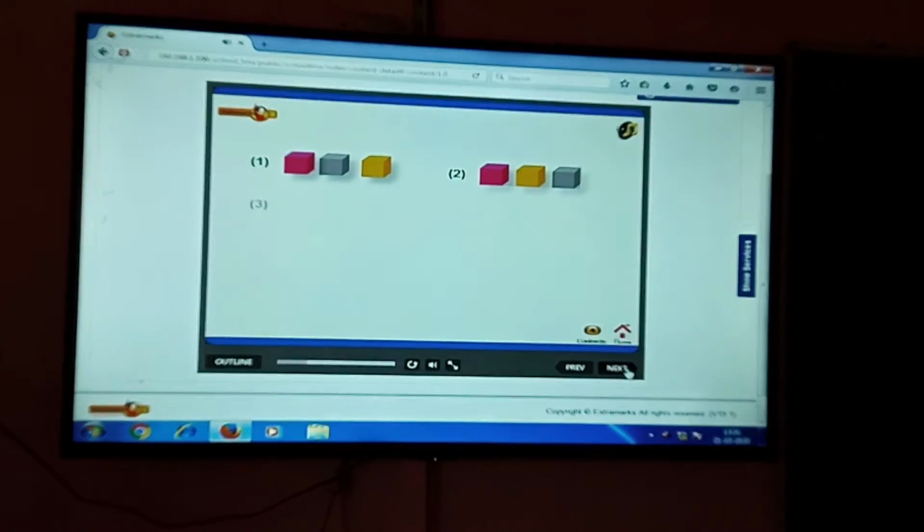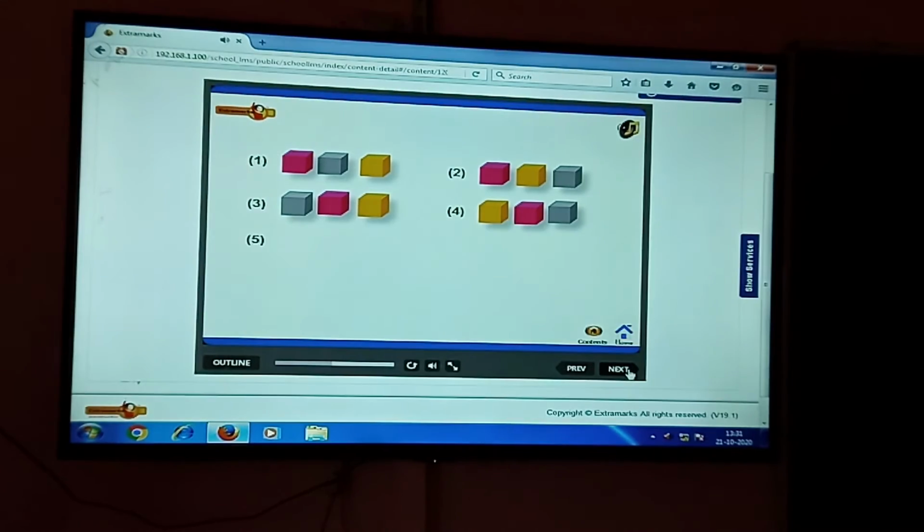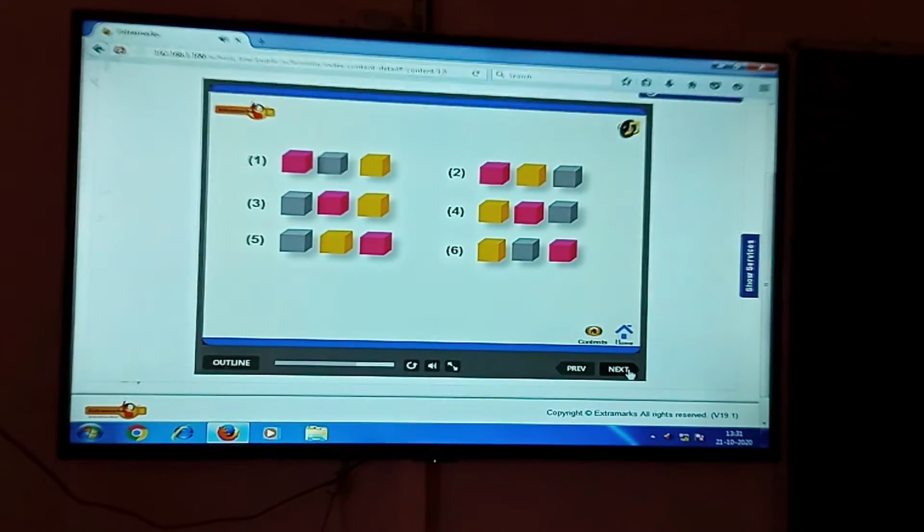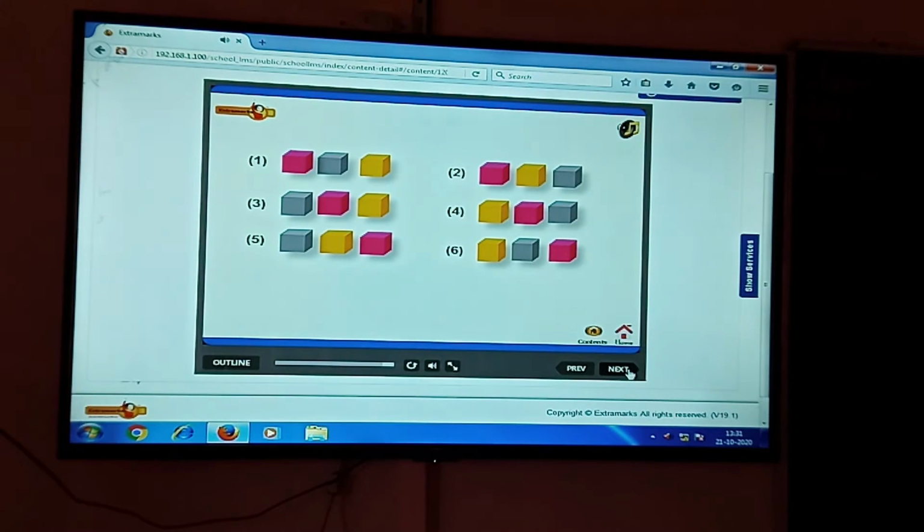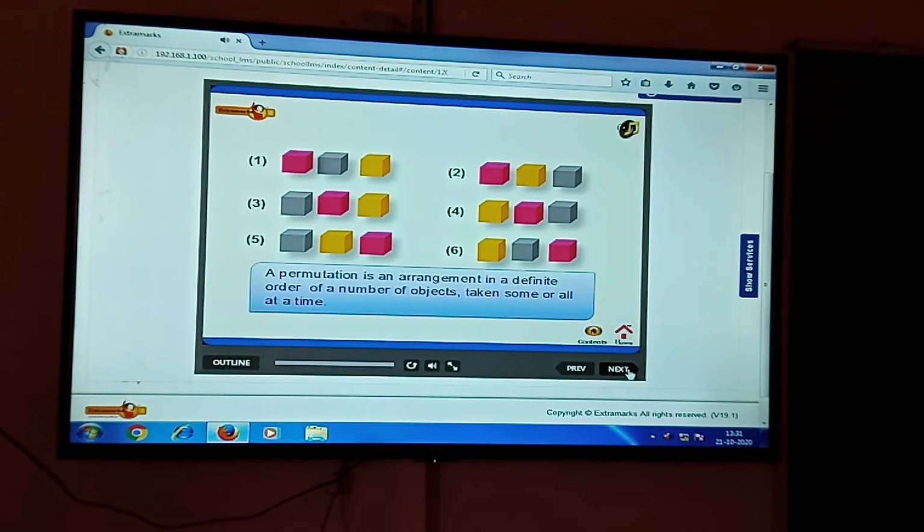Here are all the possible arrangements of the cubes. Each arrangement shows a definite order. Thus, a permutation is an arrangement in a definite order of a number of objects, taken some or all at a time.